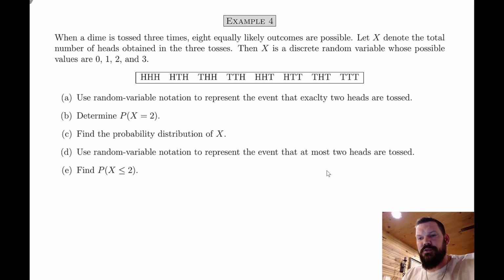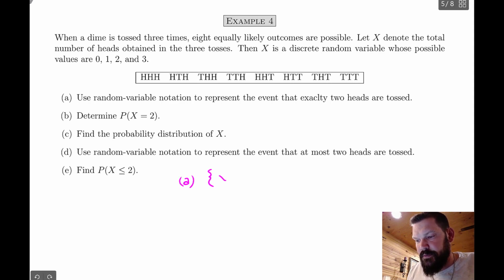So in example 4, it says use random variable notation to represent the event that exactly, that's a terrible typo, exactly 2 heads are tossed. So I've already listed all the possible outcomes. If you flip a coin 3 times, you can get 3 heads, you can get heads, tails, heads, and so on down the list. Use random variable notation to represent the event that exactly 2 heads are tossed. So for part A, big X is our discrete random variable. And we're just looking at the event where X equals 2.